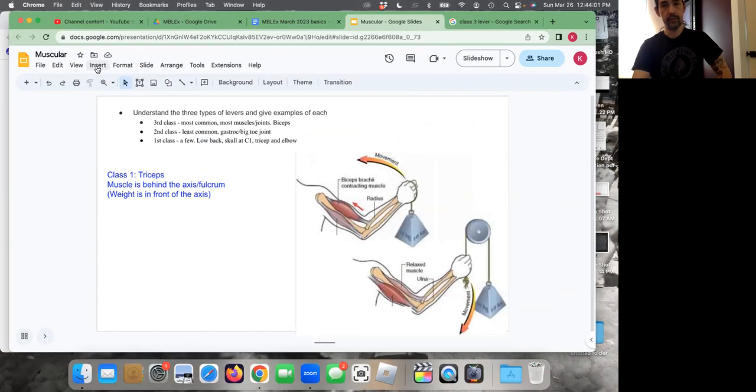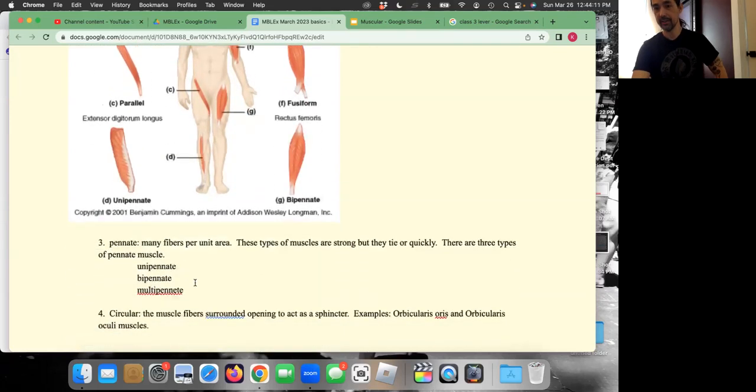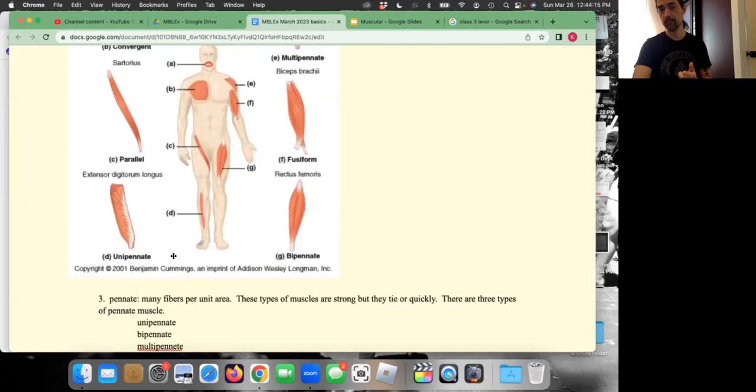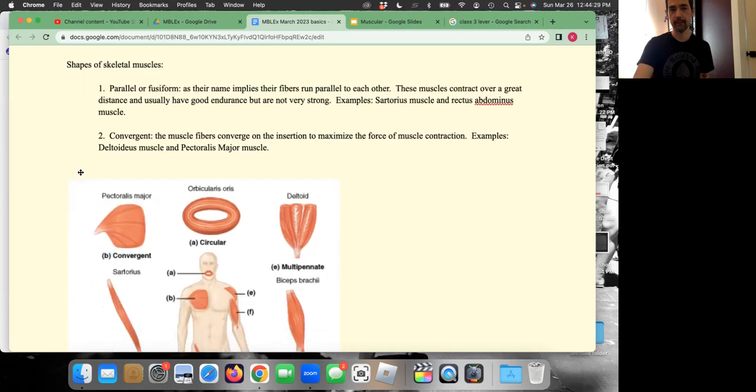I believe that's everything for the muscle lecture. At this time, I want to review some of the muscle shapes and talk about something I didn't talk about last time, which is the advantages of the shapes. And then we're going to do our range of motion and our joint motions and our planes. Okay. So shapes of skeletal muscles.